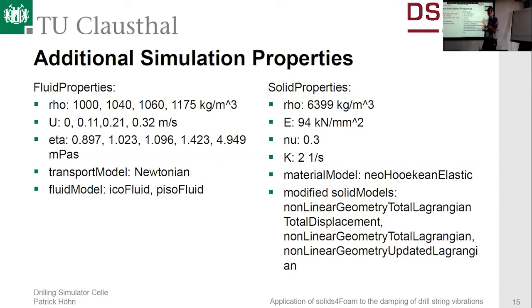For the inner pipe, I'm using the carbon fiber pipe. That is where the rho and the Young's modulus come from. And as I'm still learning how to use solids4foam, I'm using different solid models just to compare. And for the fluid models, I'm using two, the icoFluid and the piso-fluid. But what was important for me in my whole study is that I want Newtonian flow. I don't want to take on the challenge of adding non-Newtonian fluids, despite the fact that when it comes to drilling, you rather have non-Newtonian fluids. But I didn't want to overcomplicate it for myself.